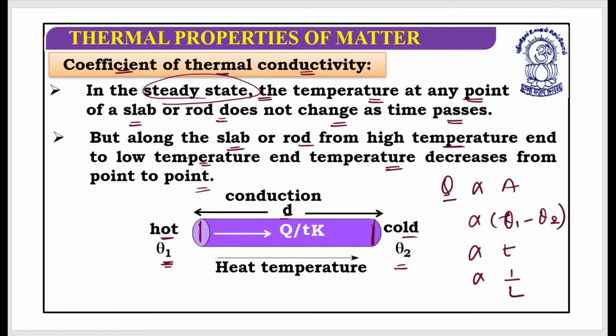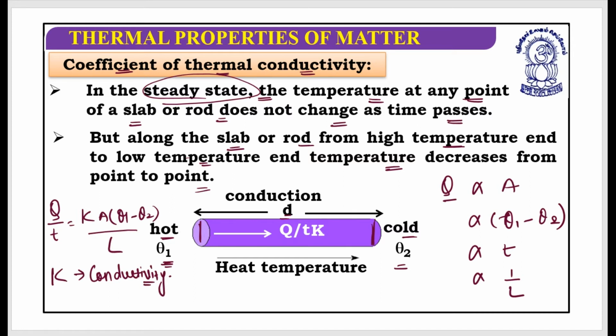So if I look at all these parameters, Q by t equals K into A into (theta 1 minus theta 2) by L, where K is what we call the conductivity.